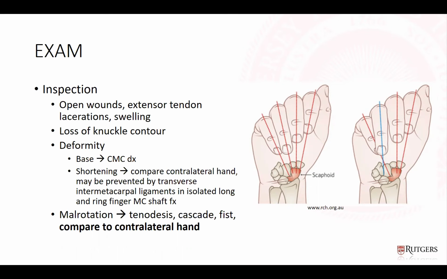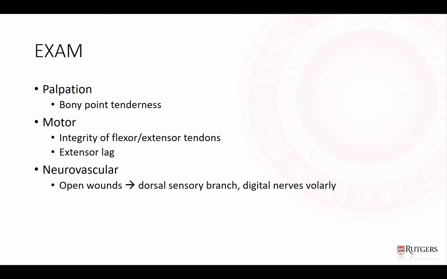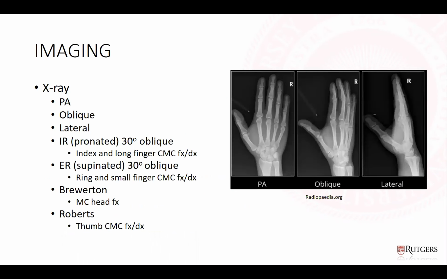Assessing malrotation is of particular importance. As I mentioned, on flexion of the digits, all the fingers should be pointing towards the volar scaphoid tubercle. This can be assessed by the tenodesis effect or having the patient make a fist. Overlap of the digits can be normal in some patients, so it's extremely important when possible to compare to the contralateral hand. As with any fracture, bony point tenderness should be a clue to location of injury. Motor exam should assess the integrity of the tendons and look for any extensor lag that may be present. A neurovascular exam is also key, especially in the case of open fractures.